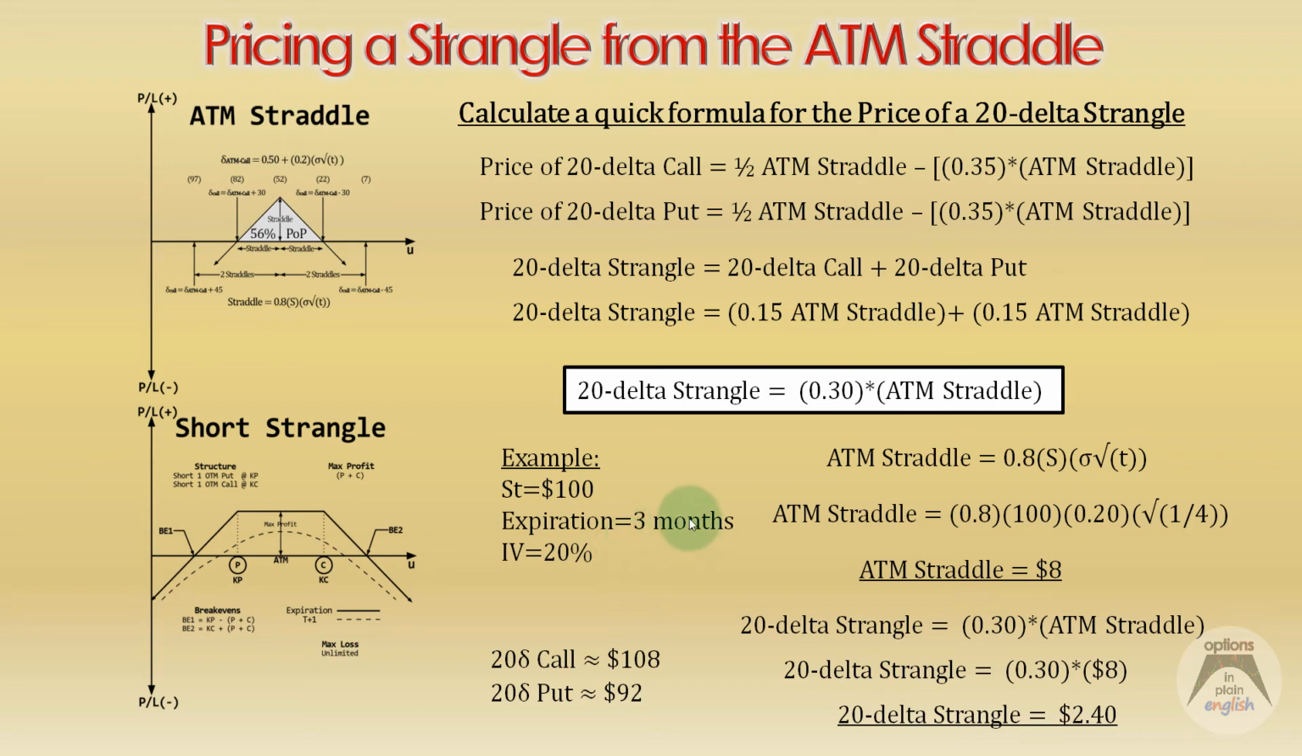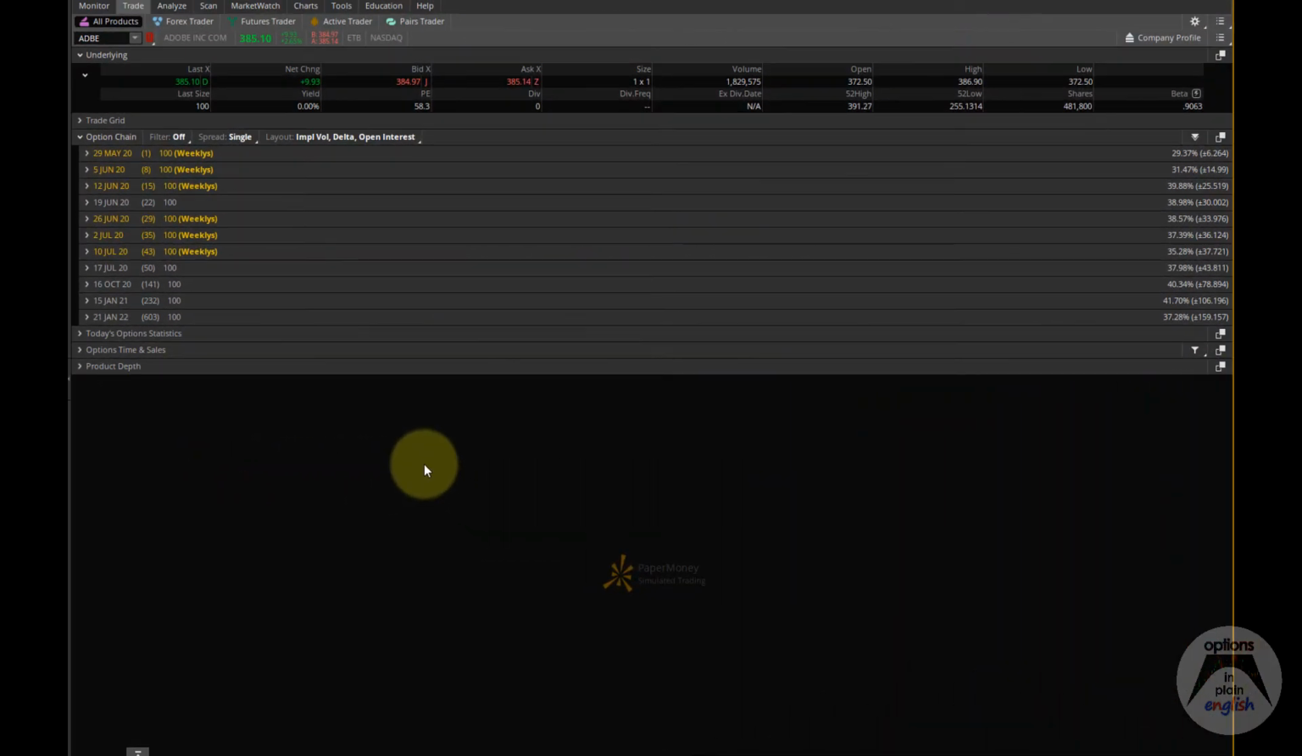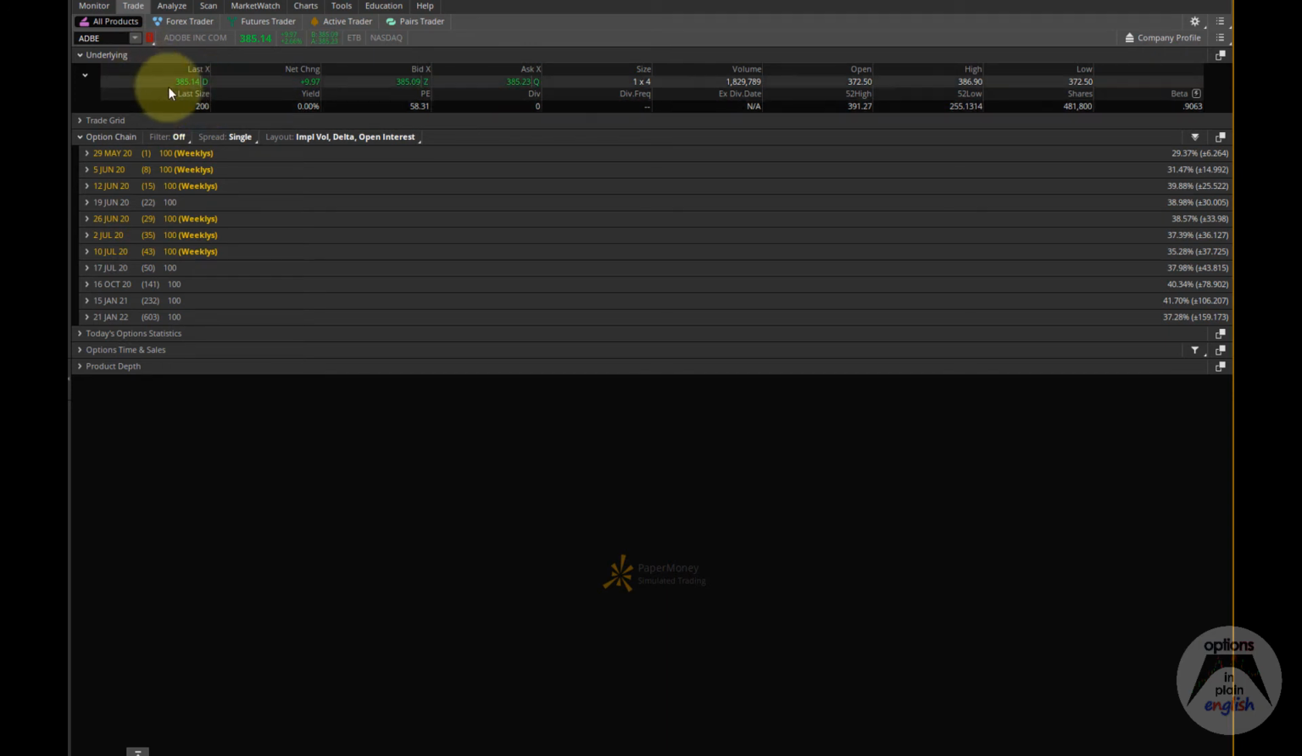Now let's go to the platform and take a look at a few examples of where this formula can be applied. So now we're here on our trading platform, and what I selected is a stock that has a price that's very close to where the strike price is. So I selected Adobe, which has a price of $385, which is where the strike price is, so that we're not caught in between strike prices. The ticker symbol is ADBE, Adobe.